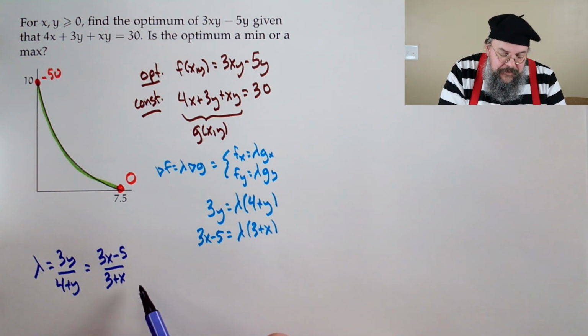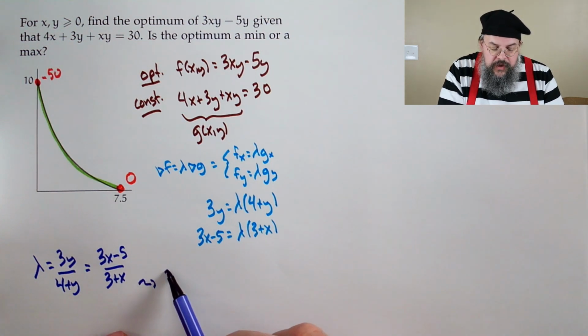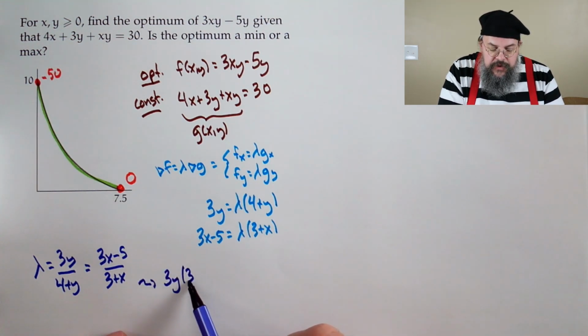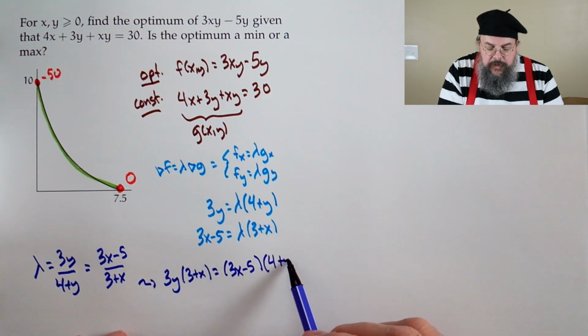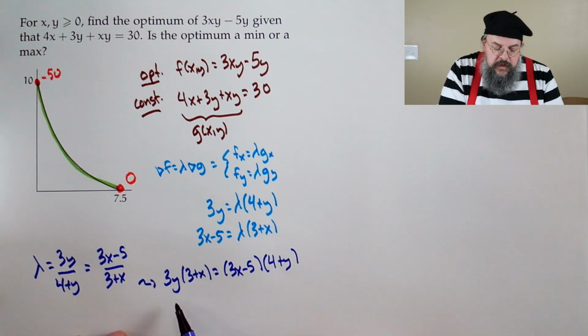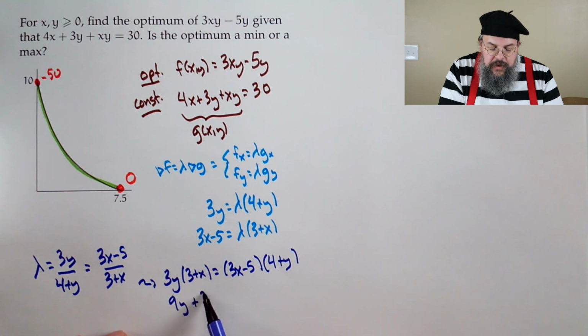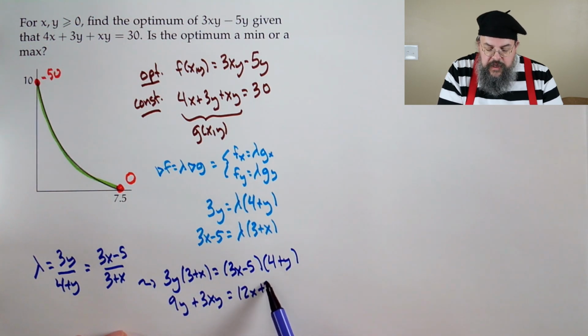Okay, so this leads us to 3 times y times 3 plus x equals 3x minus 5 times 4 plus y. Oh my goodness, there's a lot here. Well, start expanding. 9y plus 3 times xy equals 12x plus 3xy minus 20 minus 5y.